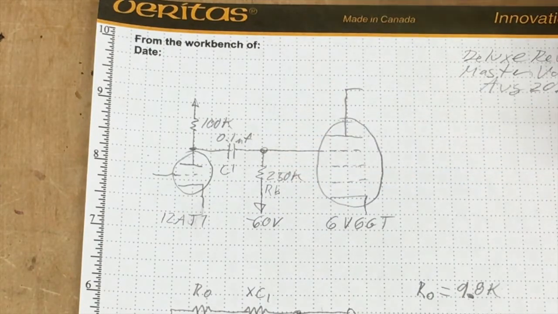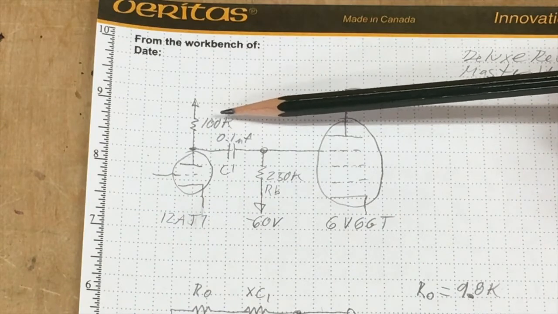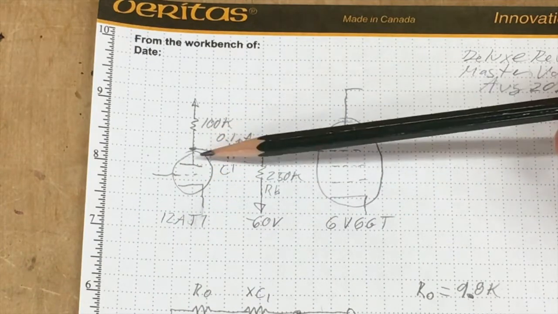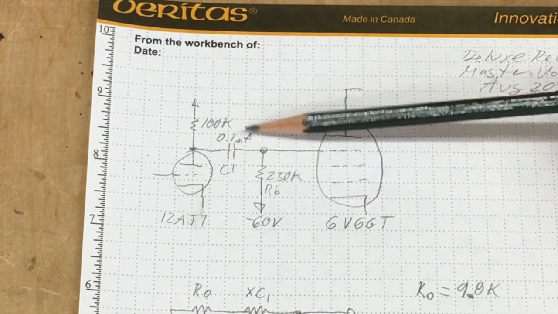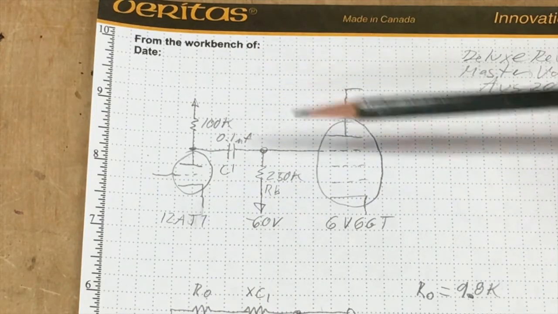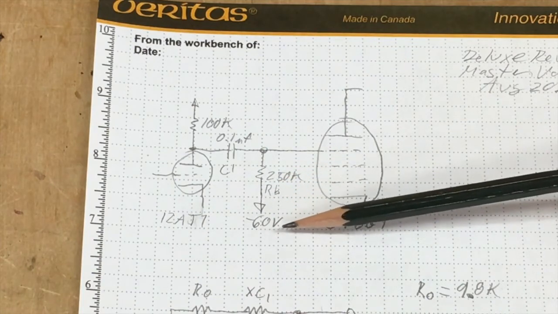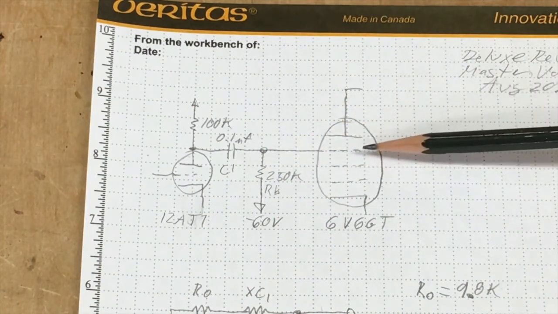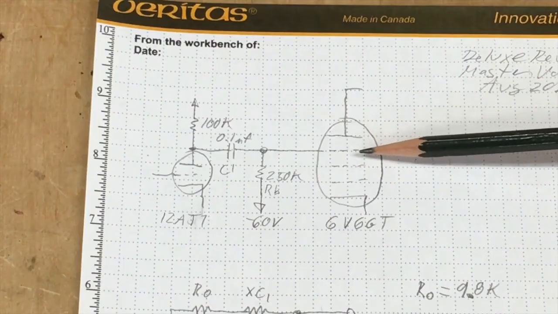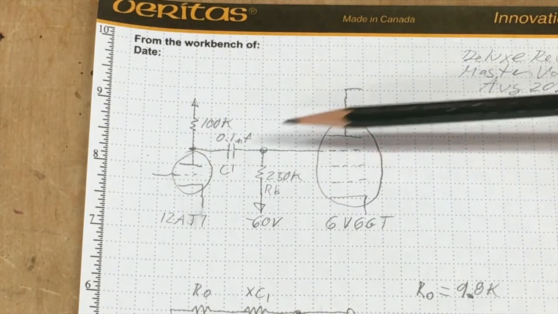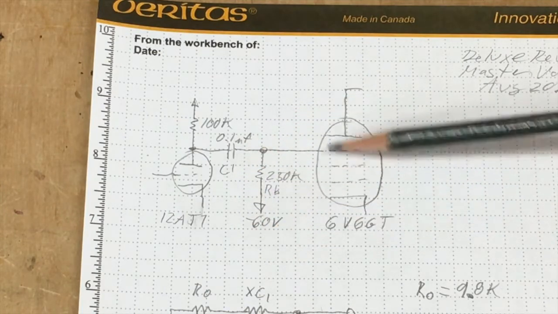master volume. So you've got 100K or 82K on the output of the plate of your 12AT7 to a 0.1 microfarad capacitor, a 250K resistor connected to minus 60 volts, which biases the output stage. So if we want to put a post-PI master volume, it's got to be around here somewhere.